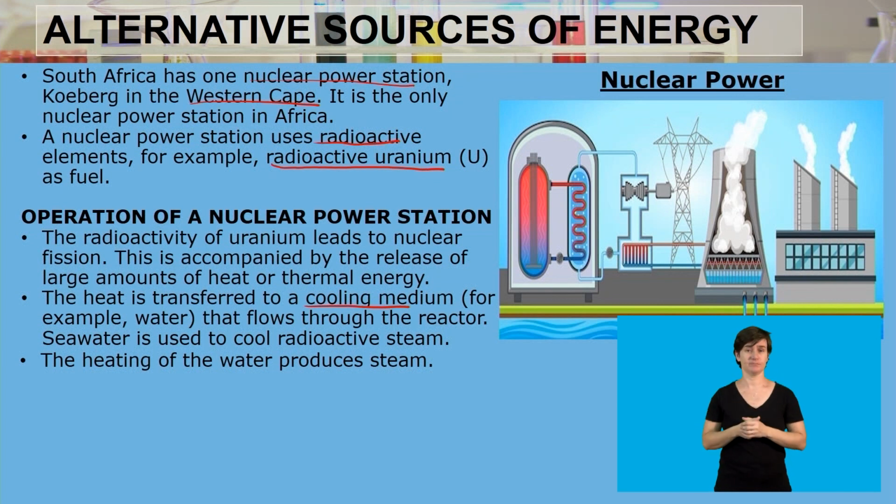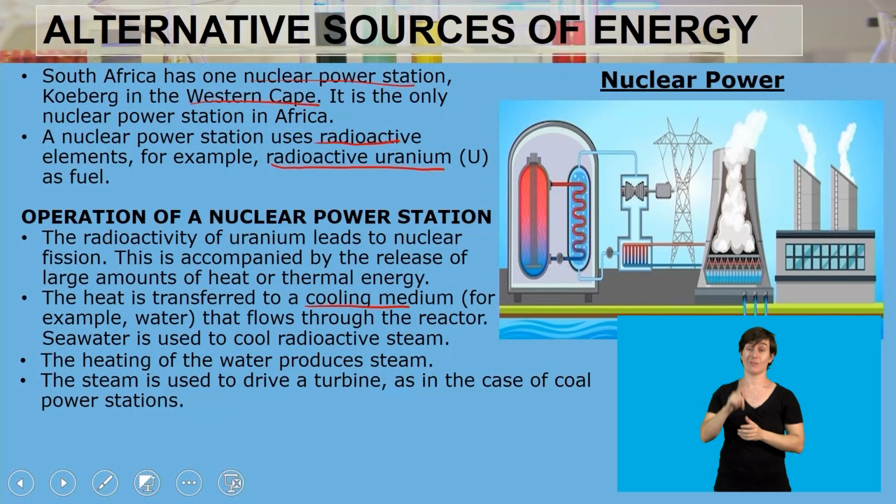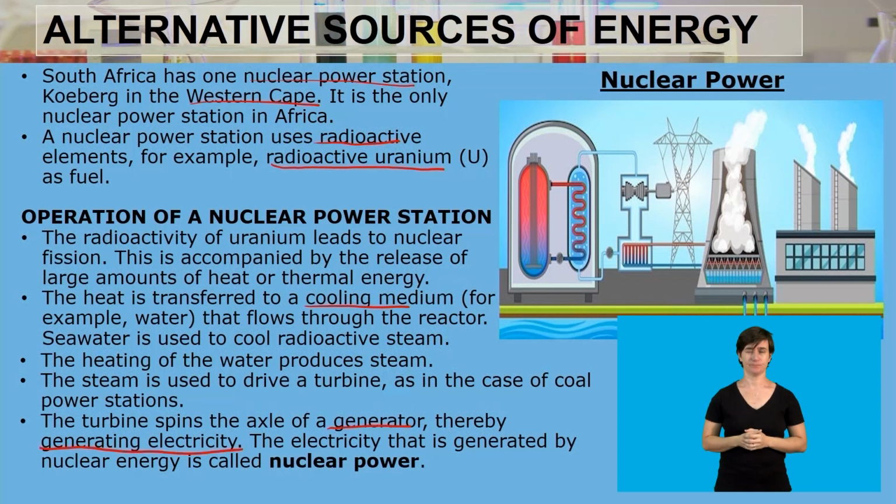So the heating of water produces steam. We do know that when you heat water, water vapor is produced in the form of steam. The steam is used to drive a turbine, as in the case of a coal power station. And remember, once the turbine spins, the generator is going to be spinning. And once the generator spins, there's going to be the generation of electricity. The electricity that is generated by nuclear energy is called nuclear power.